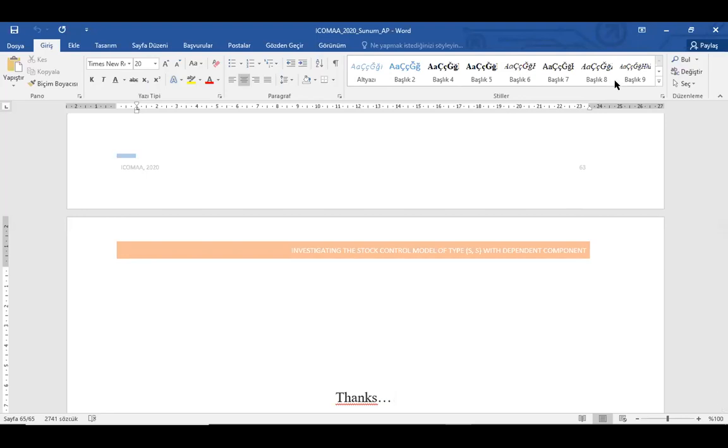The next one is mine. I will present some existence and uniqueness of solution to Riemann-Liouville fractional boundary value problem with impulses.